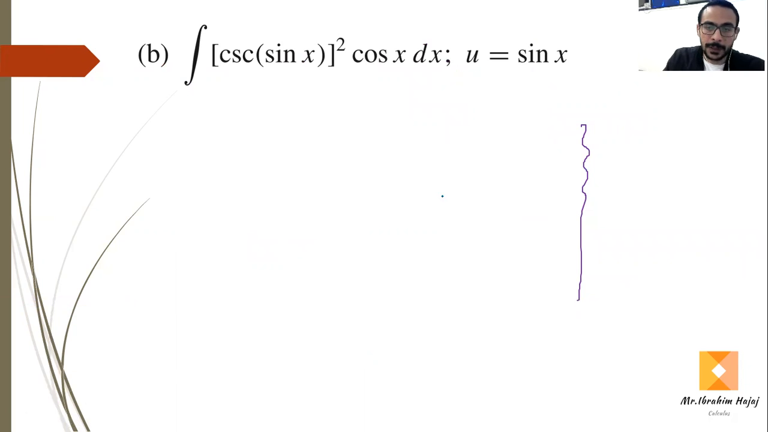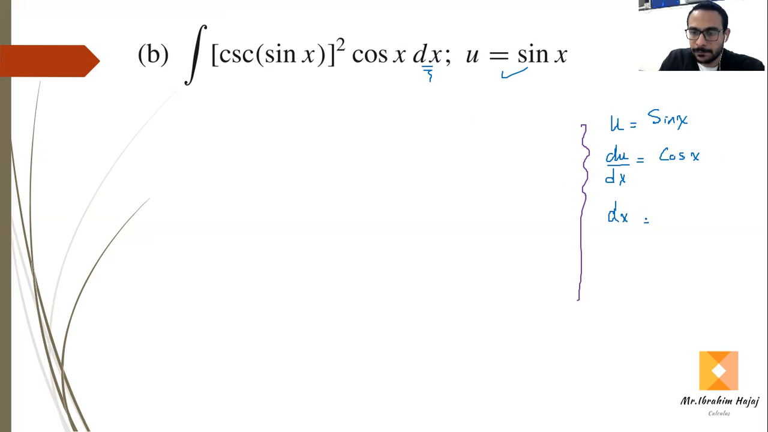Okay, sure. So cosec u is sine, right? He put u as sine x. The derivative du over dx is the derivative of sine, cosine x. I would like to replace dx. dx is equal to du over cosine x. We can replace only the positions of dx and cosine x, I mean put dx in place of cosine x.